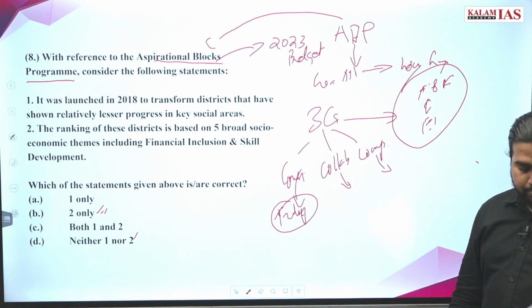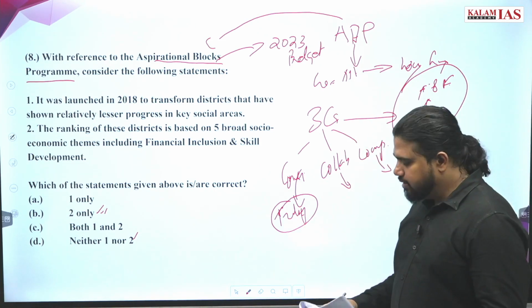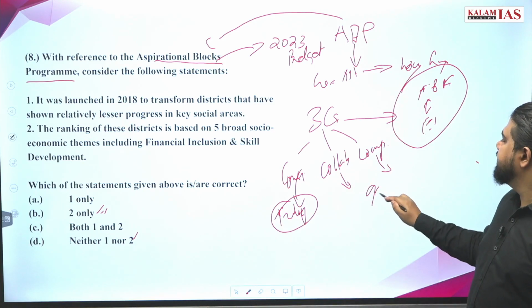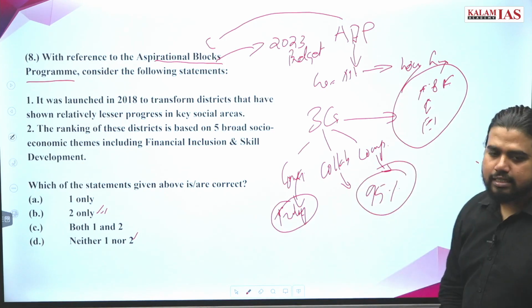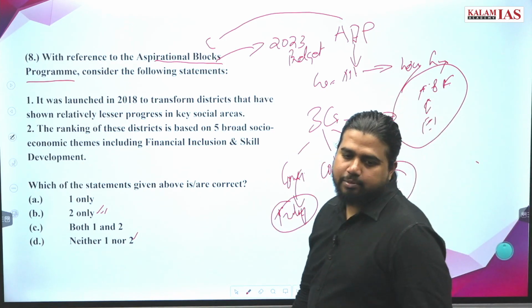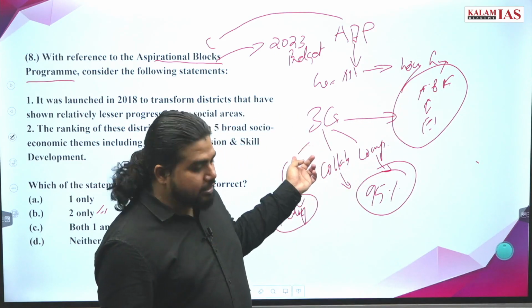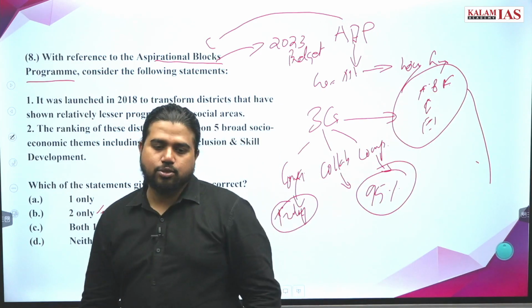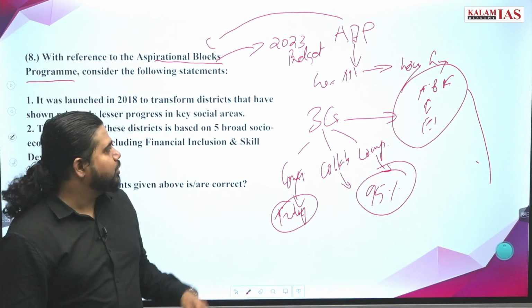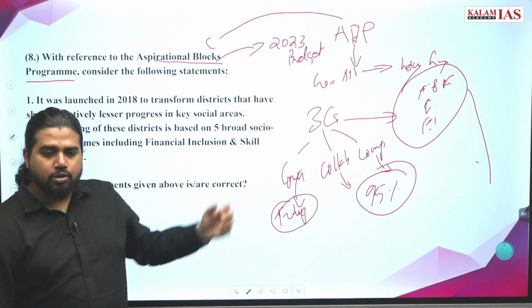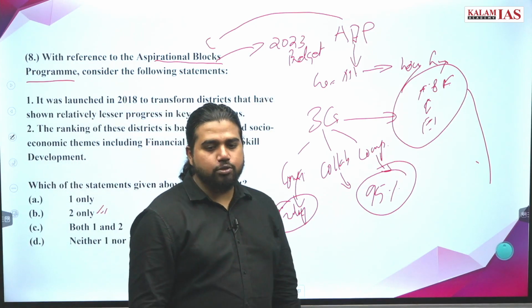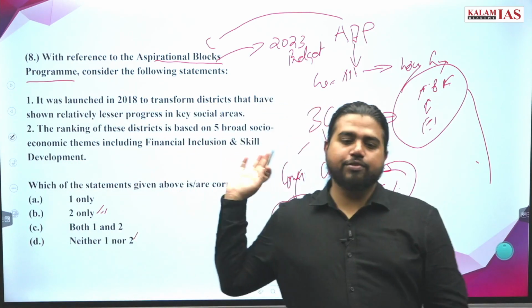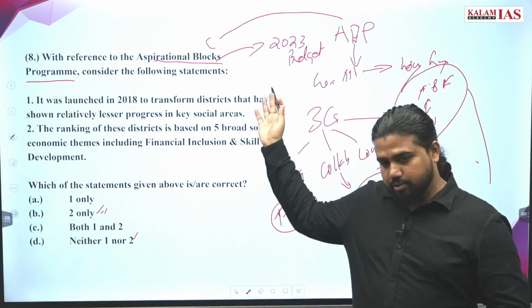What else? Recently in the last budget, the government has said that 95% of the districts under the aspirational district program have reported progress over all these social indicators. So it has been quite a successful program. That's why the government decided to expand it into the aspirational blocks program. In the 2023 budget, if you have gone through any of the budget documents, you might have heard this.